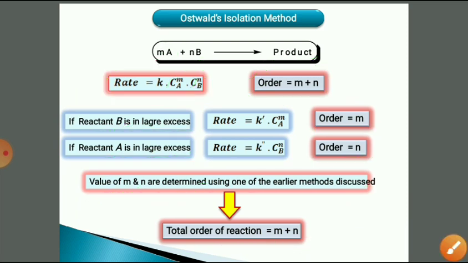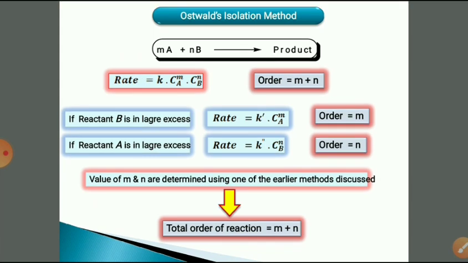So these are the different methods from which we can determine the order of the reaction. In this way we have completed the theoretical part of chemical kinetics. In the next few videos, we will see the numericals based upon first and second order reactions, and also on order of reactions by the different methods which we have studied so far.